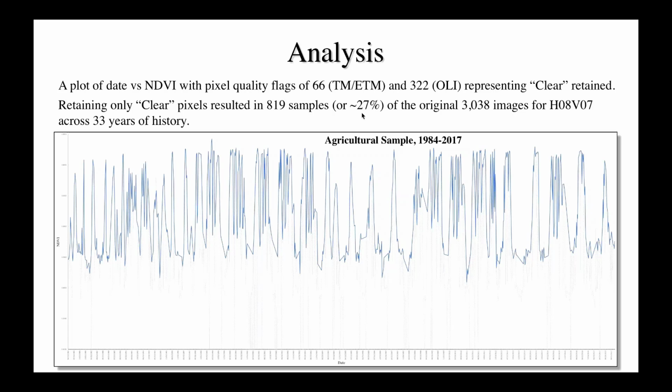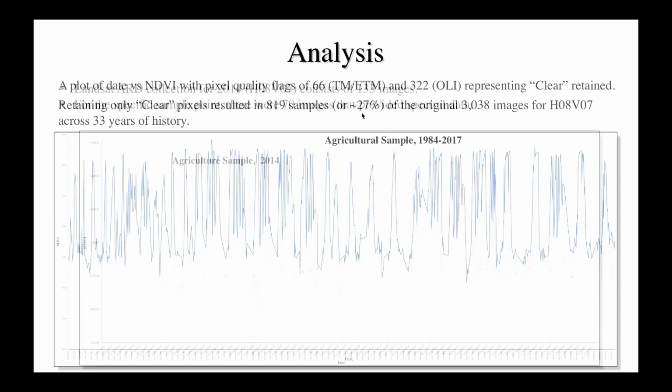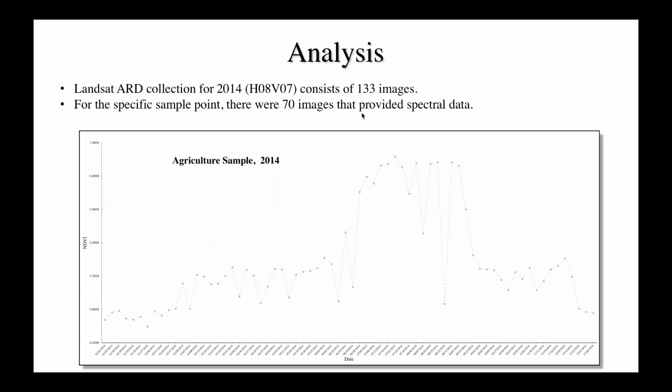This is just 2014, right? So you don't have to download all 33 years. You can download whatever temporal span you want. So this is just 1 year. I just extracted this from the original data set, and I have 70 images that provided spectral data, and these are the NDVI values for those 70 images plotted against that year.